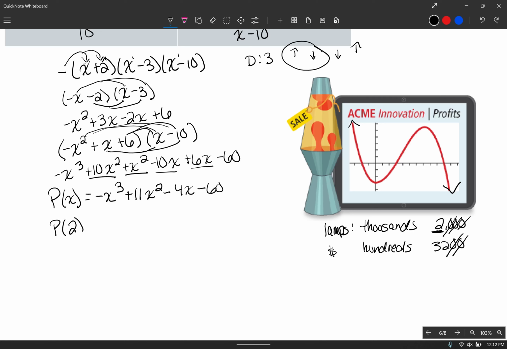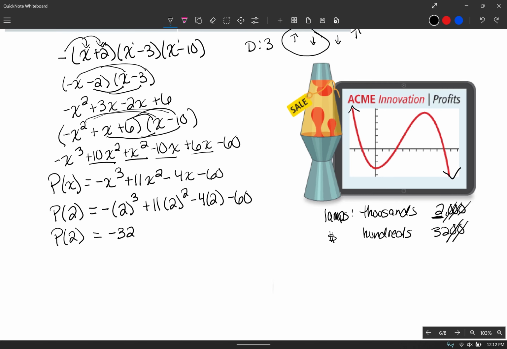If I plug in 2 for the 2,000 lamps, I have negative 2 to the third plus 11 times 2 squared minus 4 times 2 minus 60. My outcome, if I plug all of that in, is negative 32. That makes sense because it said I had a loss. I am losing money when I make 2,000 of the lamps. So, when I sell 2,000 lamps, I'm losing $3,200.